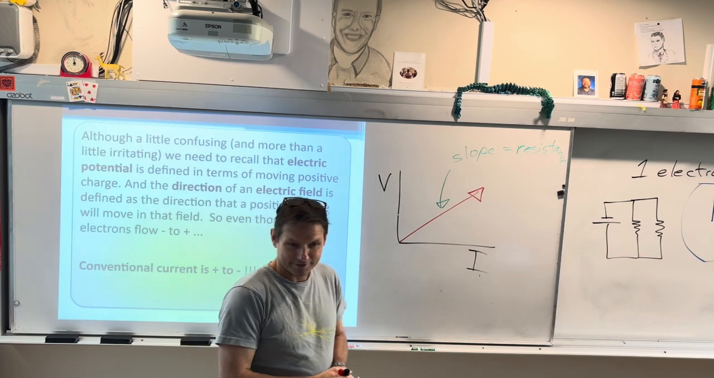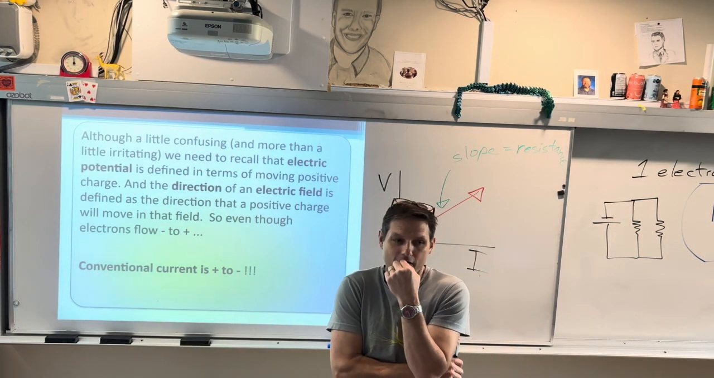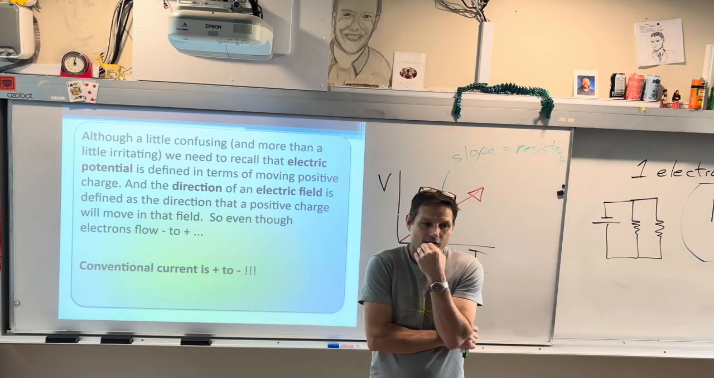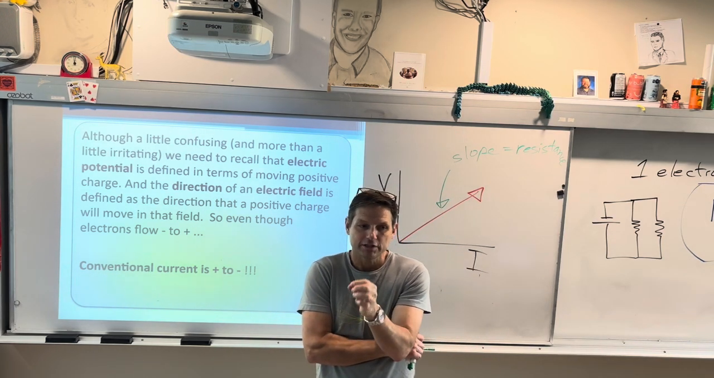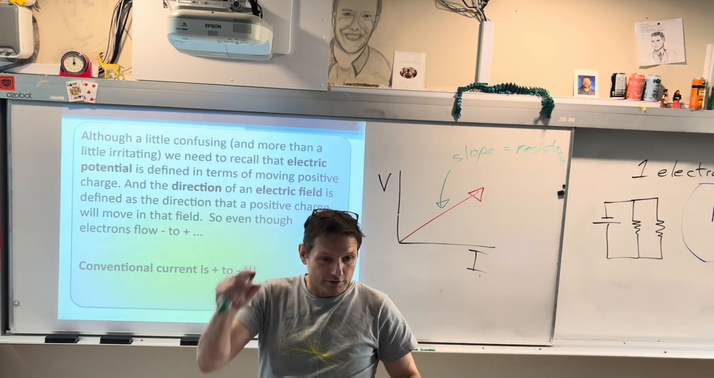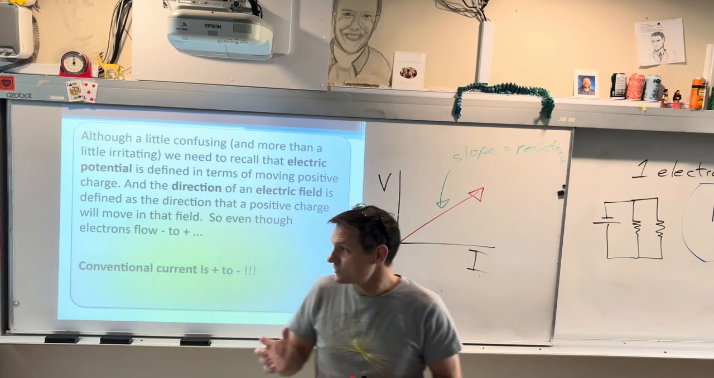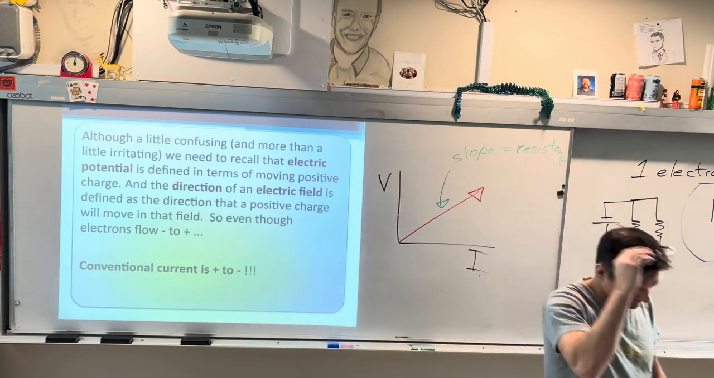So Chiho, what did they just say? They just said electrons go from negative to positive, and conventional currents go from positive to negative. Good. So if I ask you which way does current go, you say from positive to negative. That's how physicists think of current. Okay, good.